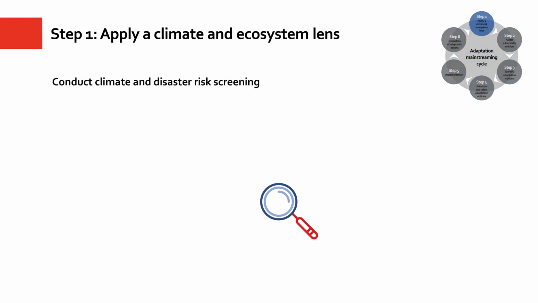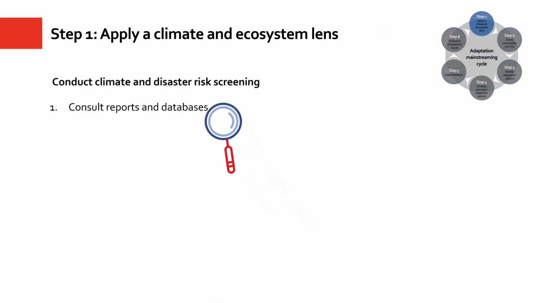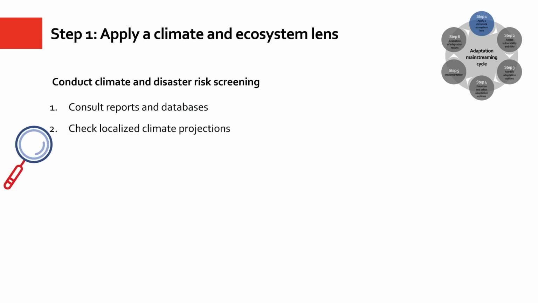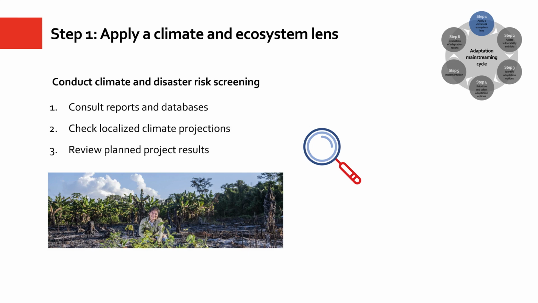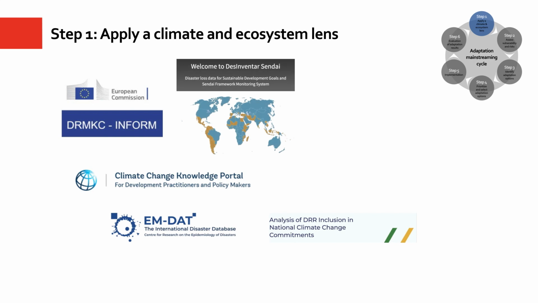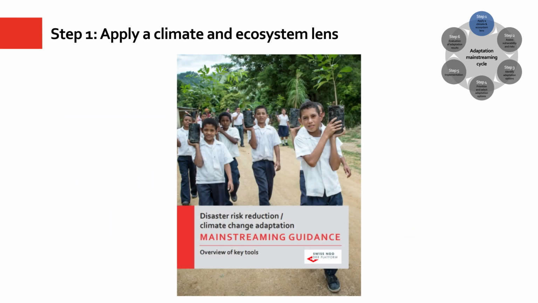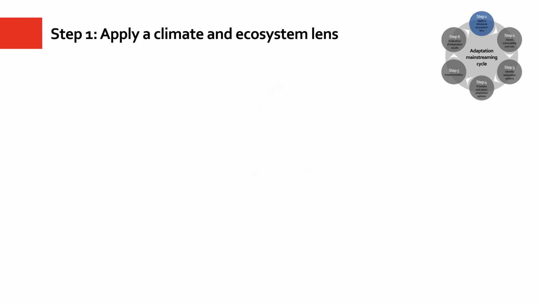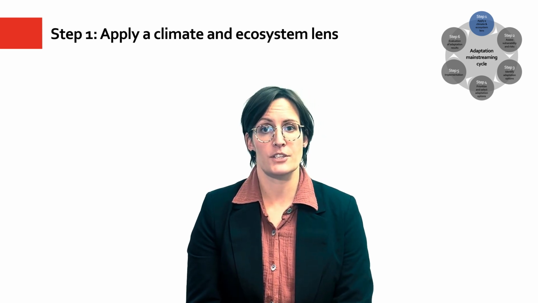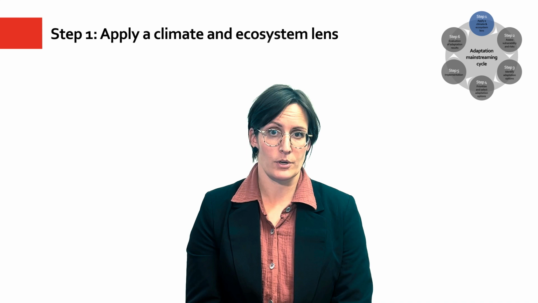To answer these questions, you could read reports and consult databases. The more localized, the better. Look at climate projections for your location and review your objectives, outcomes, and outputs with the climate and risk lens on. Globally, a number of databases exist that indicate past disaster events, classify risk levels, and help you understand future climate impacts on your region. We have collected them in a publication which is called DRR Mainstreaming Guidance, which can be found on our website. A collection of all references used will also be shared at the end of this course.